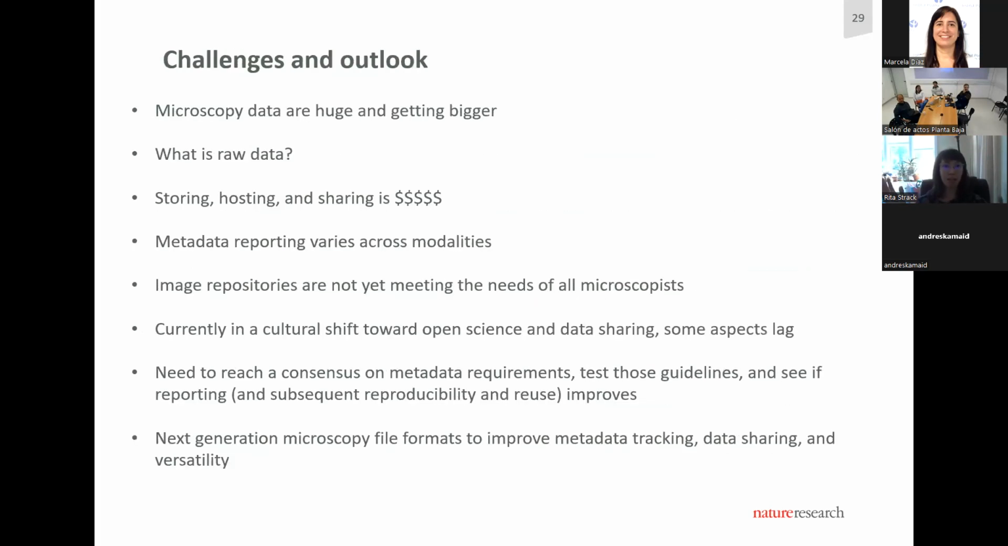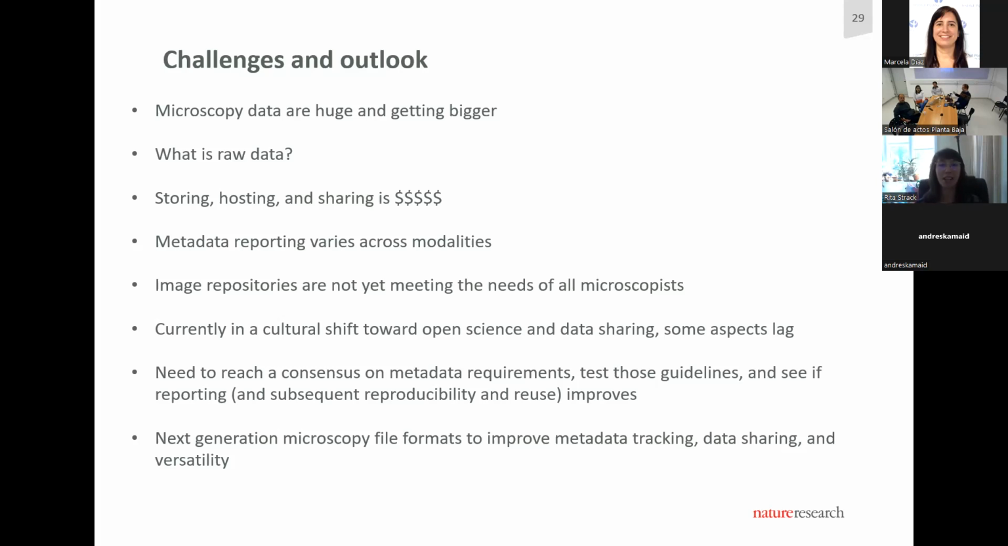This is my last slide. So what about the challenges? What about the future of this? I think a big challenge is that microscopy data are huge and getting huger. People are dealing with multiple terabytes of data from a single experiment or from a few experiments. I think we need to have better ways of dealing with big data. That's not a problem with metadata reporting necessarily, but it is a problem for reproducibility and reuse.